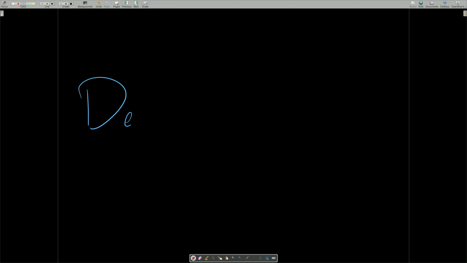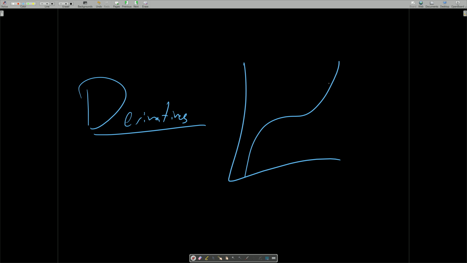Alright, next up, we're going to cover basic derivatives and the rules regarding them. So remember, derivatives are like the slope of a function. You want to find the derivative at this point. This line is called a tangent line. This represents the slope at this point, the derivative at this point.